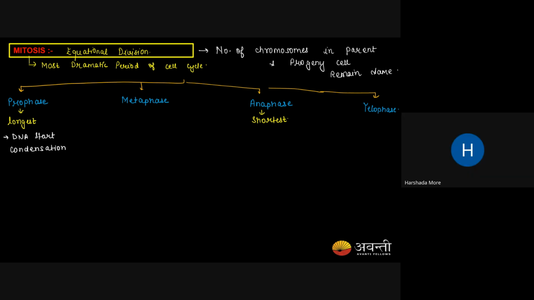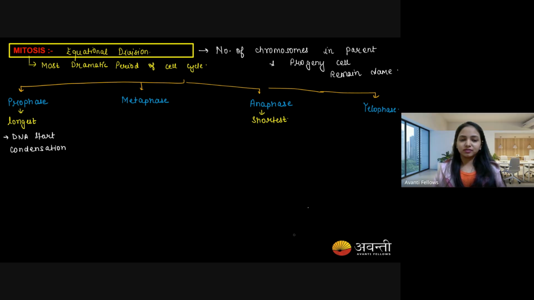Yes, ma'am. Gayatri, any doubt? No, ma'am. Okay, so the DNA will start condensation. It will convert into chromosome. The second step is centrioles move to opposite poles.